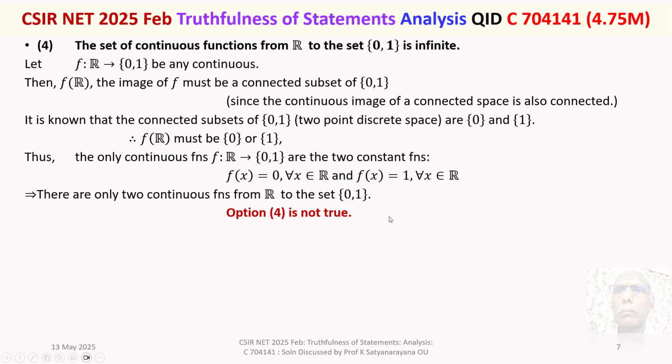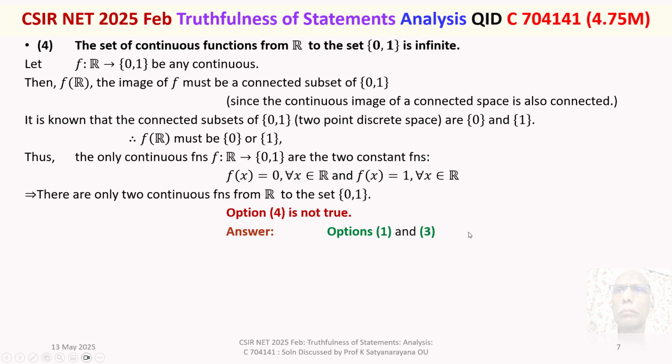Right. So, summarizing all the options, the answer to this question is options 1 and 3. That is the detailed discussion of the solution of this problem. In this problem, the examiner has given 4 statements, and he has asked us to find how many of them are true. That is the truthfulness of the statements that we have to discuss.